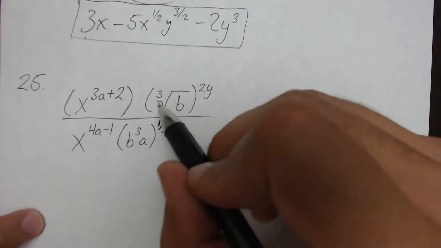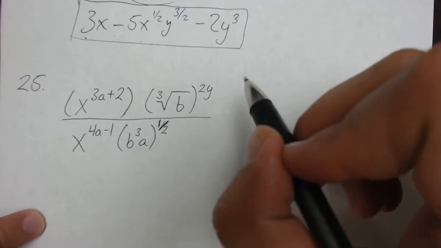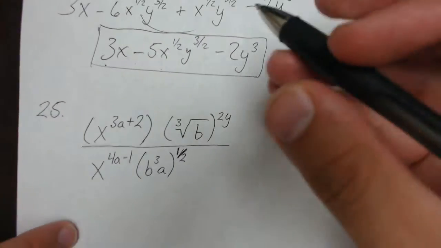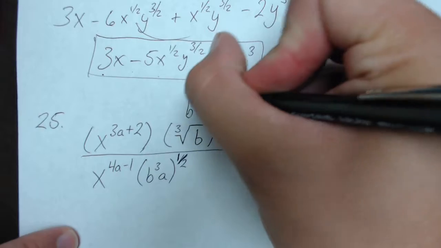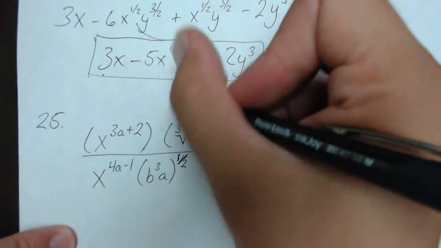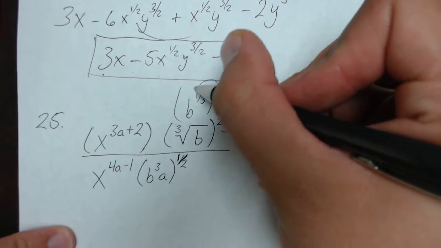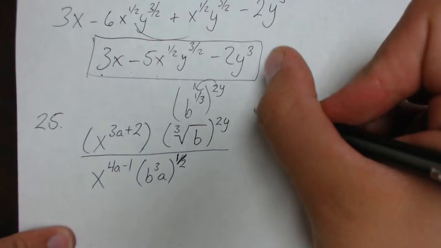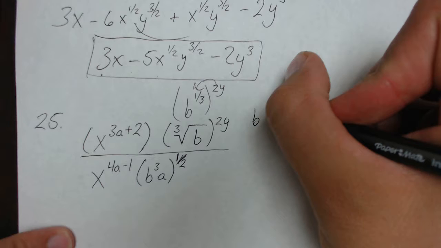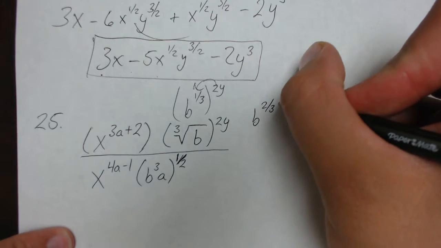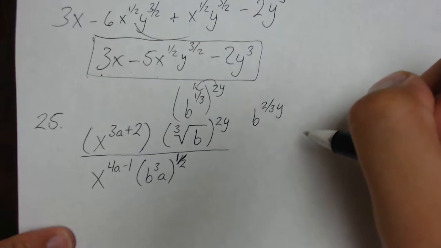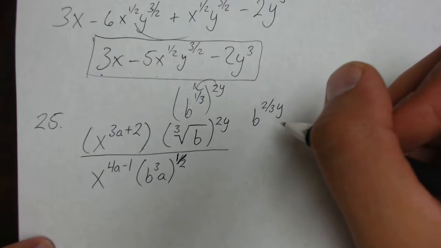So I'll start with this cubed root of b to the power of 2y. Cubed root of b we can rewrite as b to the power of 1/3. All right, so we'll rewrite that as b to the power of 1/3. And then when we multiply by 2y, we distribute, we end up getting b to the 2/3 y. So b to the power of 2/3 y.